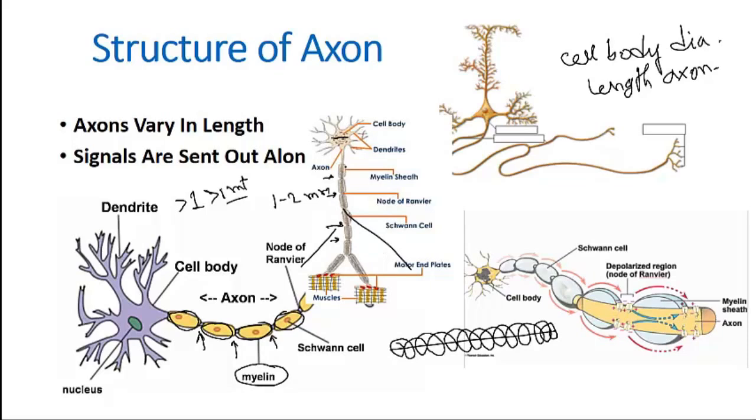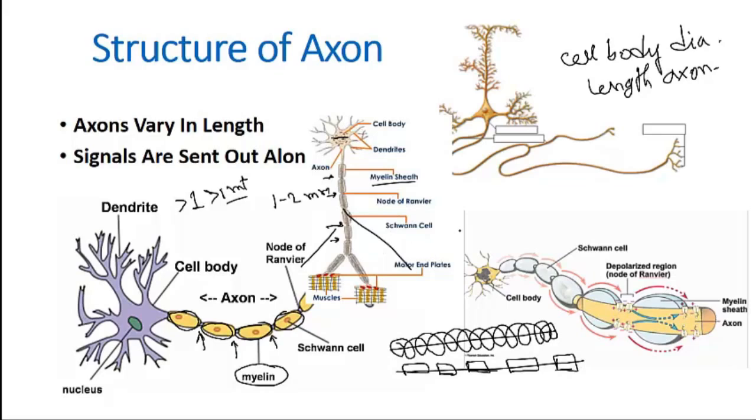So they don't have to transmit the impulse throughout the naked axon. It's covered in different regions by the myelin sheath, and there is a node formed. These nodes are known as nodes of Ranvier. Okay, so it's just like a wire which is covered, but a few parts of the wire are opened up. This is the structure of the axon.